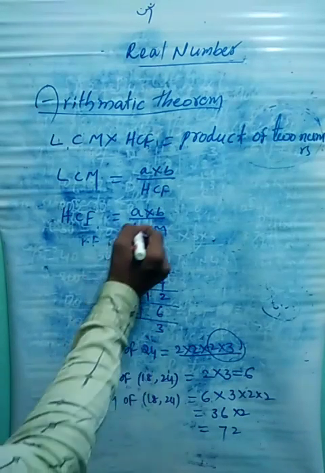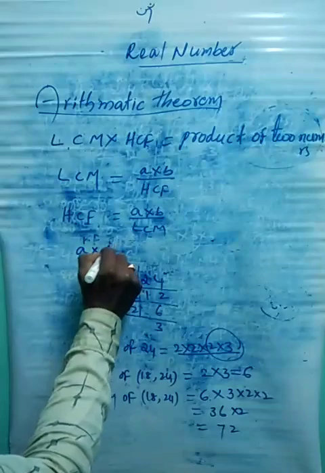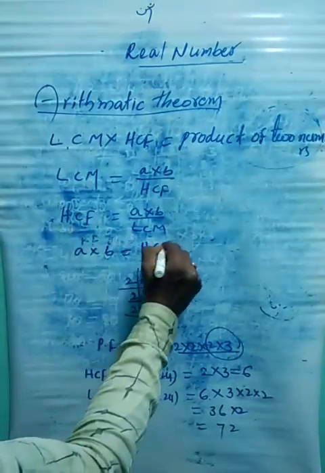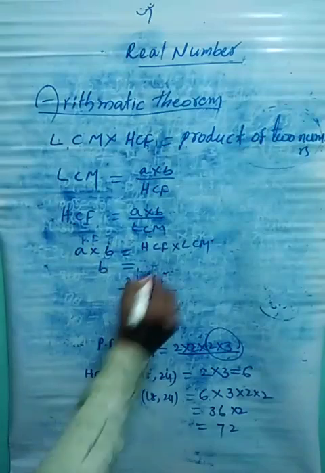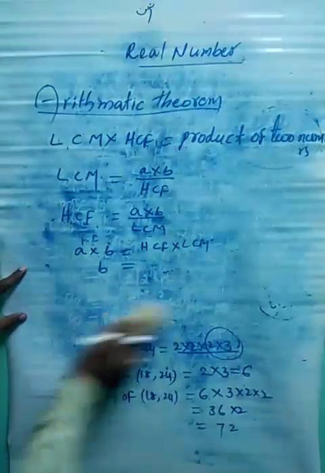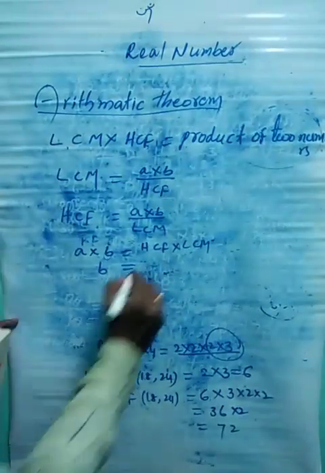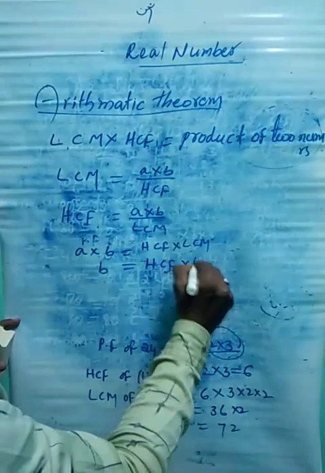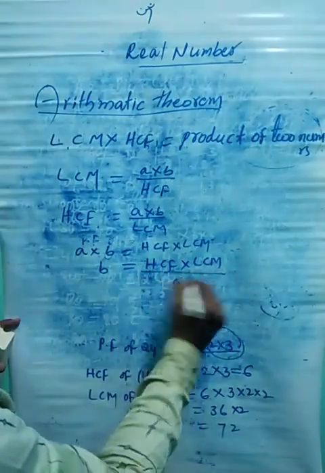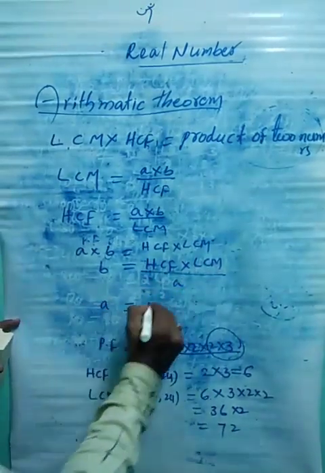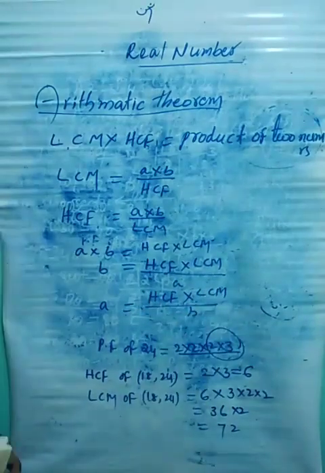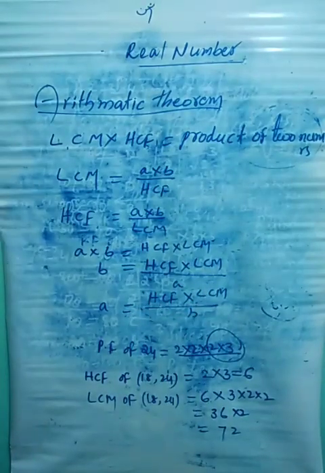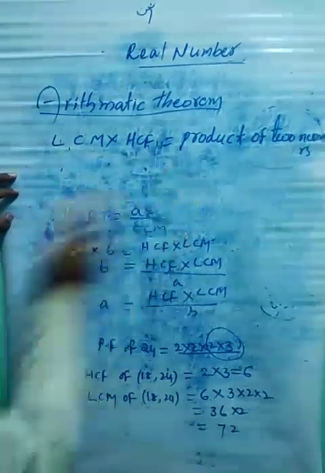So here, suppose A into B is equal to HCF into LCM. Suppose we want to find the B value, I mean the value of one number. We want to know the one number value: B is HCF into LCM by A. Similarly, A is equal to HCF into LCM by B. So these are for finding the values of these numbers.